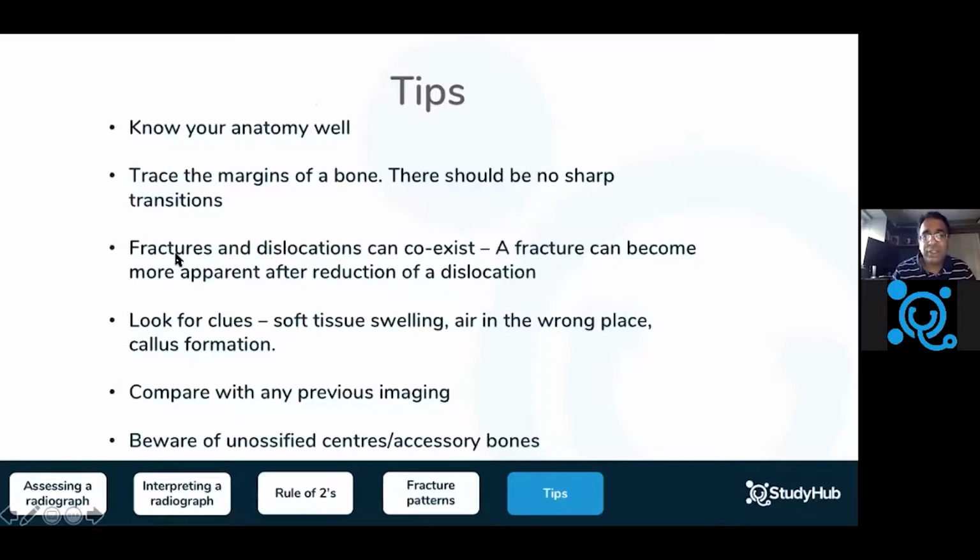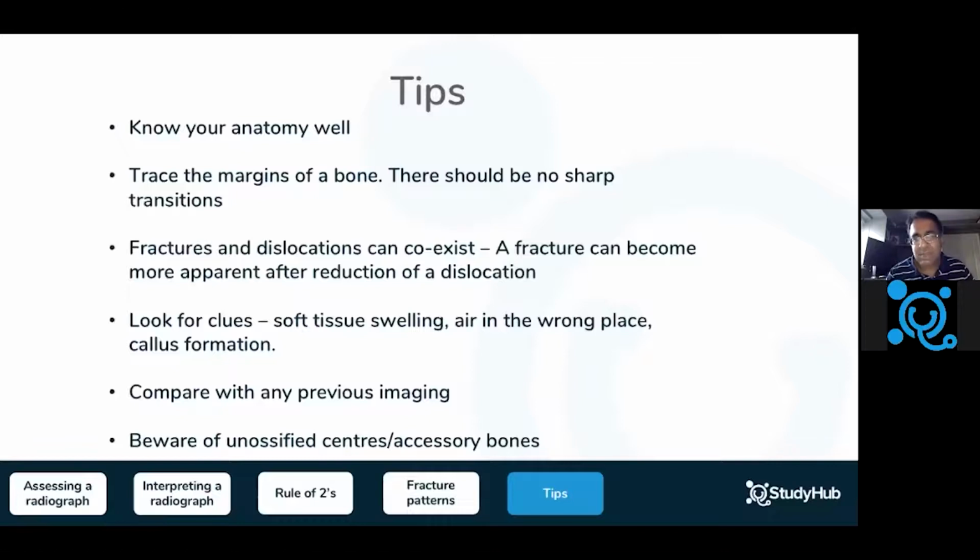Remember, fractures and dislocations can coexist. So fracture can become more apparent after the reduction of a dislocation, hence why you would take a view before and after a dislocation has been reduced. Look for clues: soft tissue swelling, air in the wrong place. There's an example of a facial fracture which I will show you later. Callus formation, that is the process of healing around a fracture fragment. Importantly, compare with any old imaging the patient may have.